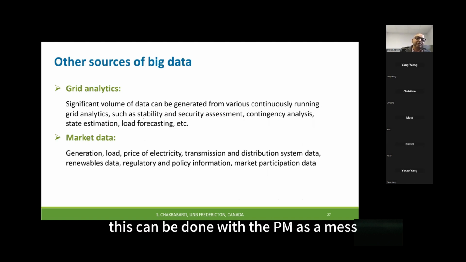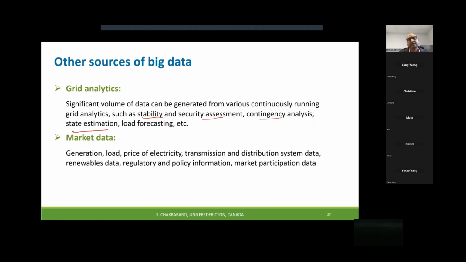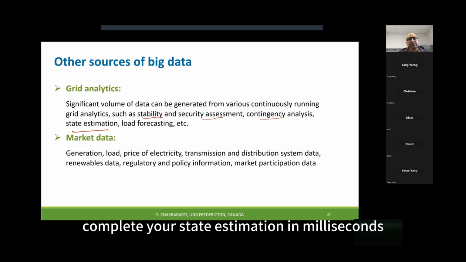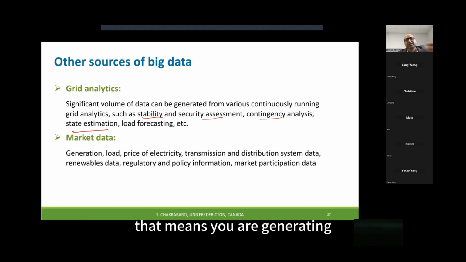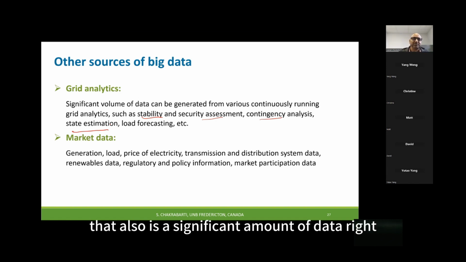This can be done with the PMU measurements. It can be done in milliseconds for a large system, right? So what it signifies, if you are able to, for example, complete your state estimation in milliseconds, that means you are generating the bus voltage phasor data every few milliseconds for the entire system. That also is a significant amount of data, right?